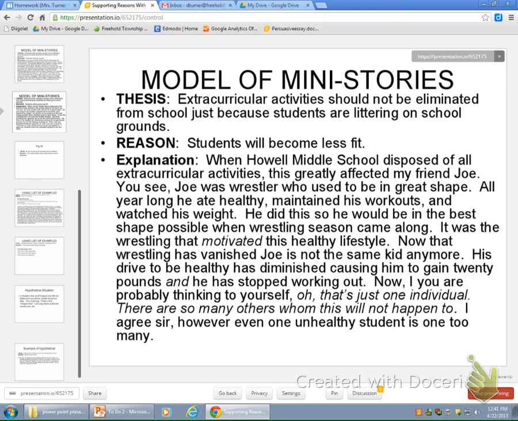It was the wrestling that motivated this healthy lifestyle. Oh, so it was the wrestling that motivated this healthy lifestyle. Where does that say? Read me that. Start from the very first sentence of that. Here, it was the wrestling. Okay, it was the wrestling that motivated this. Oh, yeah, I get it. Yep. All right, so wrestling doesn't really motivate, like people motivate each other. All right, so we have personification. What else do we have?